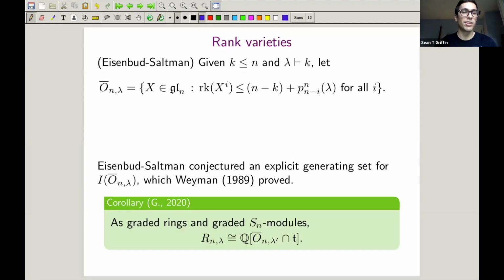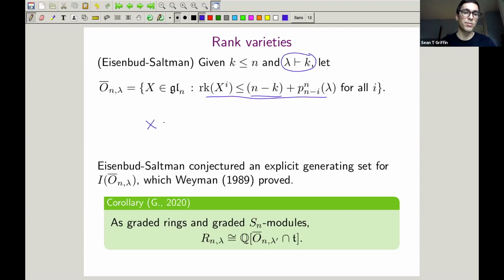And how do you generalize this? Well, Eisenbud and Saltman defined a generalization of those matrix orbit closures. They took a partition of k, just like in our setting, and defined this variety, O n lambda bar, to be the set of matrices that satisfy a certain rank condition. Here on the right-hand side, we're tacking on n minus k. So basically, you get matrices which are no longer nilpotent.